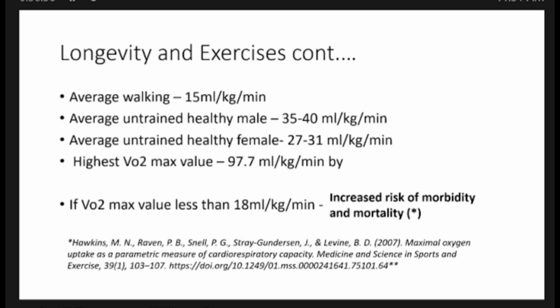Right, so just to have a little idea about the VO2 max value, when you are working in moderation, we are using 15 ml of oxygen per kilogram per minute. That's our cutoff level. On average, a healthy man is 35 to 40 milliliters of oxygen, and for the female, it is 27 to 31 milliliters. The highest VO2 max value recorded up to now is 97.7 milliliters per kg. It was recorded by a cyclist named Oscar Svensson.